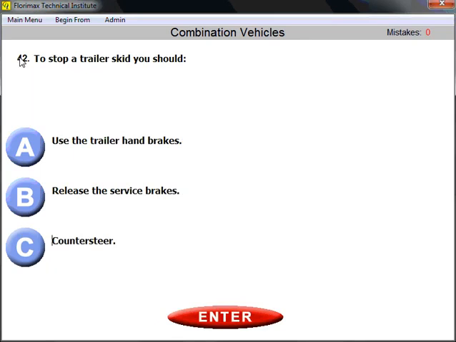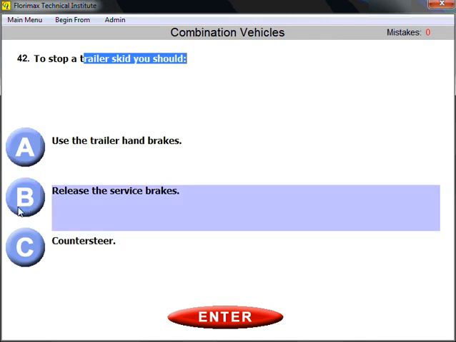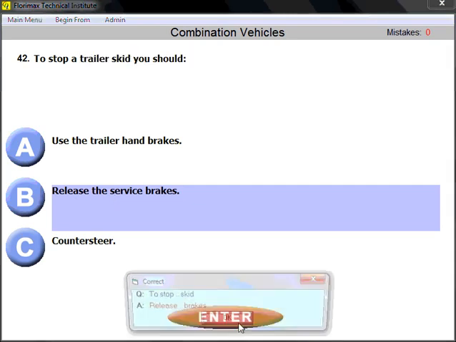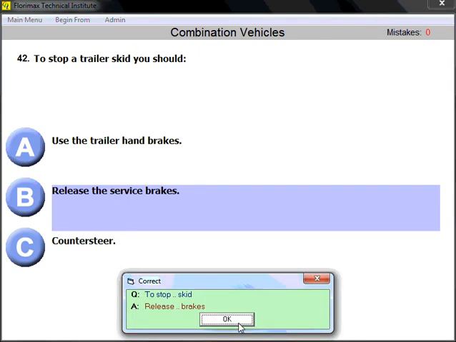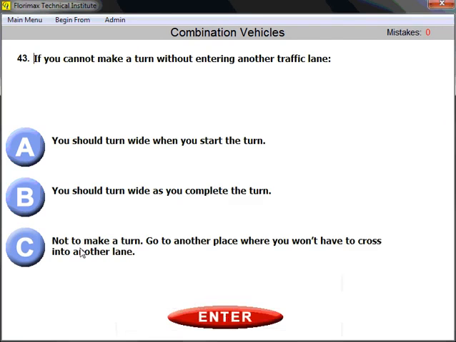Well, question number 42. To stop a trailer skid, what should you do? You should definitely release the service brakes. Don't ever think to use handbrakes, not even counter steer in this particular case. Trailer skid happens because you brake too hard. So in this case, if trailer skid happens, release the service brakes. Release brakes to restore traction between tires and the road surface, right? Very good.